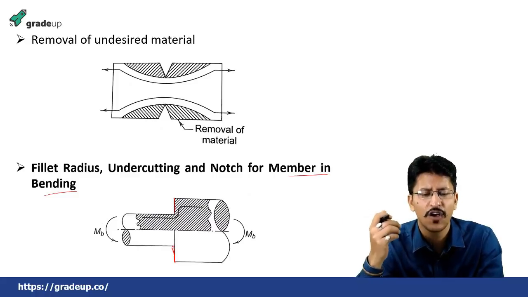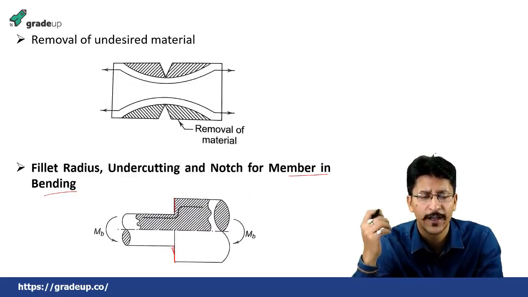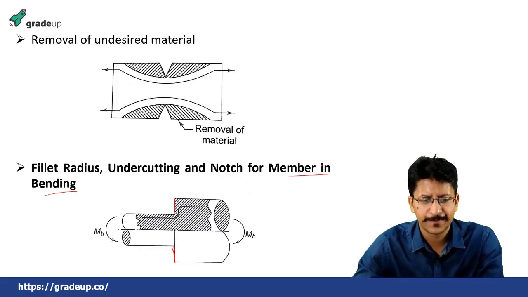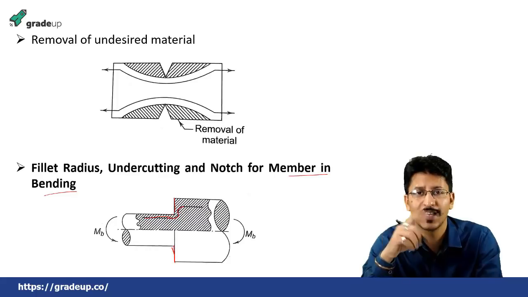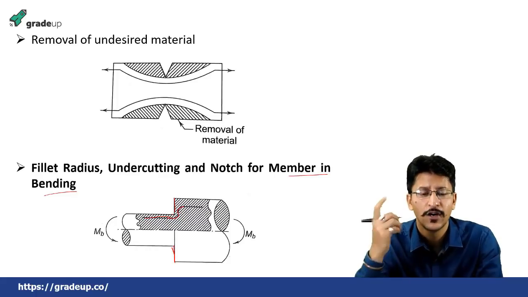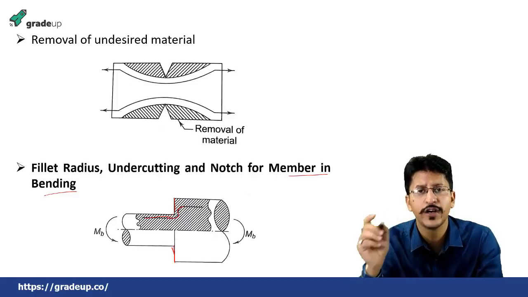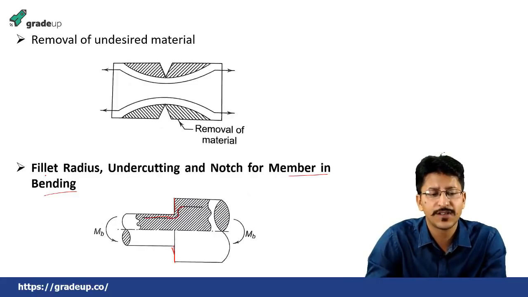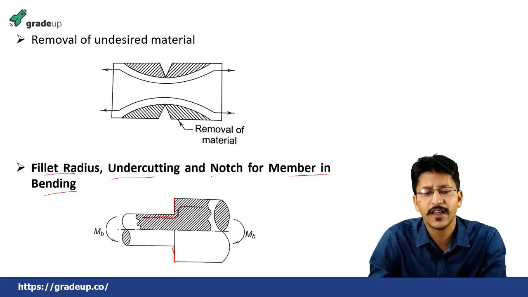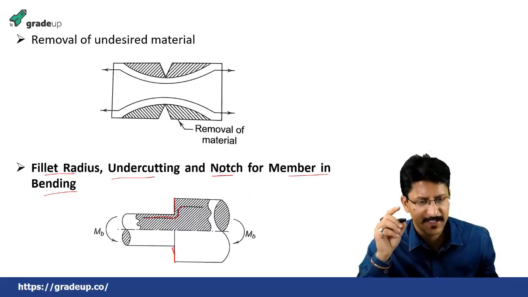For this kind of member, which has a shoulder, at this region the stress lines are like this, and suddenly, due to the change in cross section, there is an abrupt change in the stress lines, due to which the stress concentration occurs. So how do we reduce that? There are three ways. First one is fillet radius, second is undercutting, and third one is notch. We will see them.